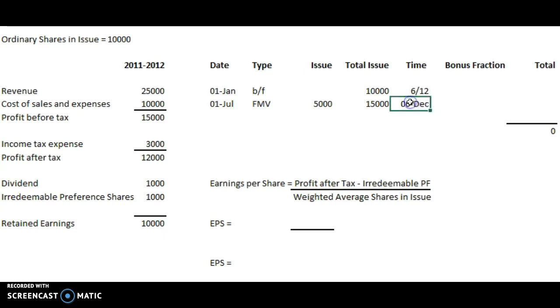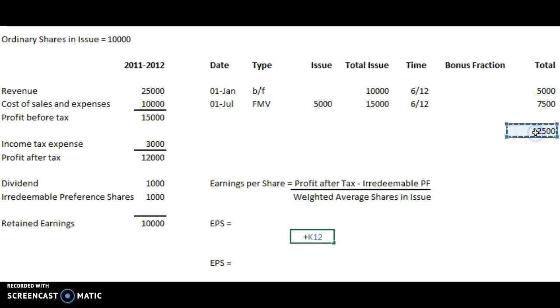6 over 12. And then we simply time apportion by weighting the issue by the time fraction. So it's going to be 10,000 shares times 6 over 12, which gives us 5,000, and we have 15,000 shares times 6 over 12 for the second half of the year. If we add those two up, 5,000 plus 7,500, that comes to 12,500 weighted average shares in issue across the period. And then it's a simple matter of using those numbers to work out our earnings per share.